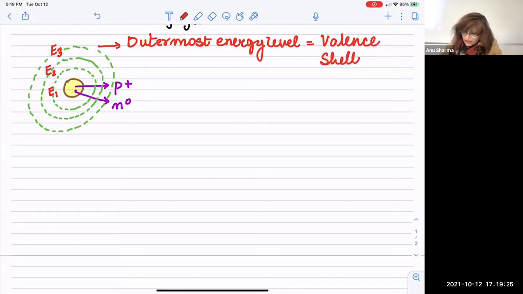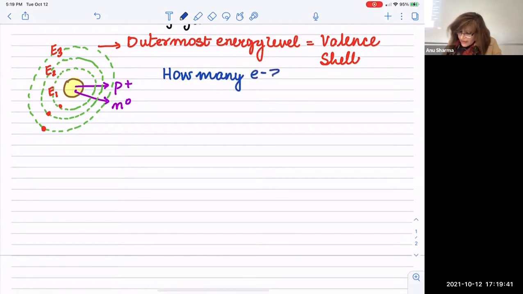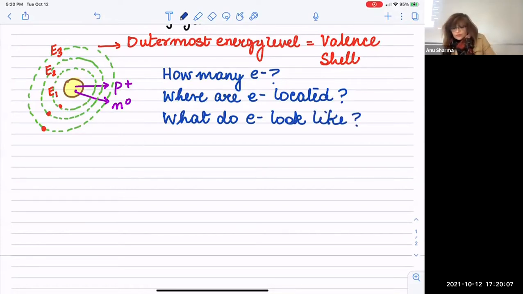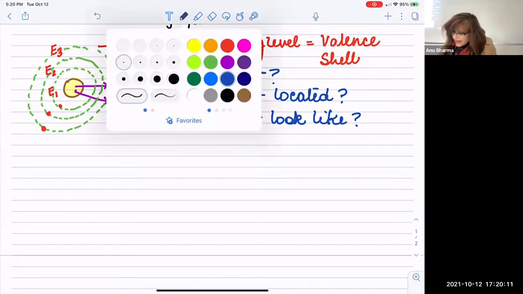And the electrons are found in these energy levels. Now, how many electrons are found and where exactly are they located? That was where Schrödinger came up with his wave equation. So how many electrons, and where exactly are electrons located? And fine, we understand that they have a negative charge, but what do they look like? What do electrons look like? All this information came through Schrödinger's wave equation, and this is what he studied.